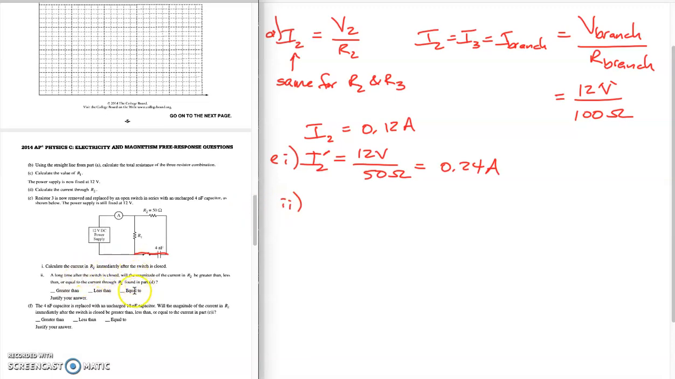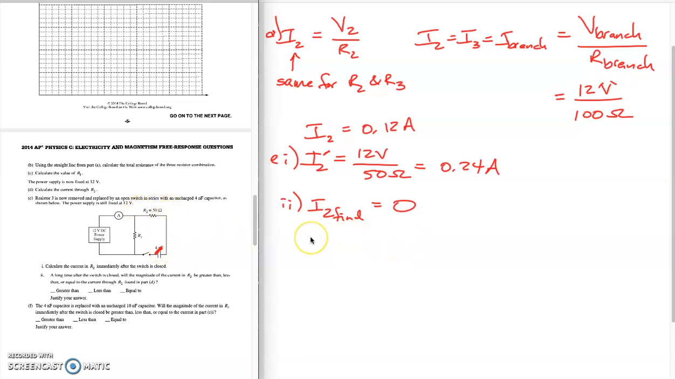Part 2, a long time after the switch is closed, what's going to be the current there? Well, after a long time, what we have is a filled up capacitor. When you have a filled up capacitor, it acts like an open switch. So let's draw an open switch there. With an open switch, there's no current going through that branch. So I2 final is going to be equal to 0. Because the capacitor is filled up, no current can go through that branch, and R2 is in the same branch, so no current is going to be going through R2.